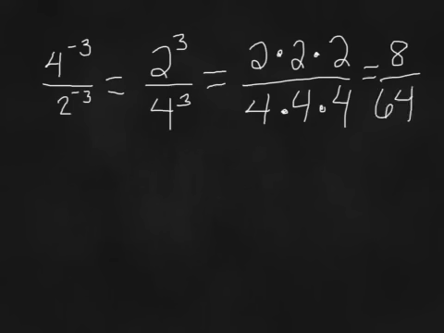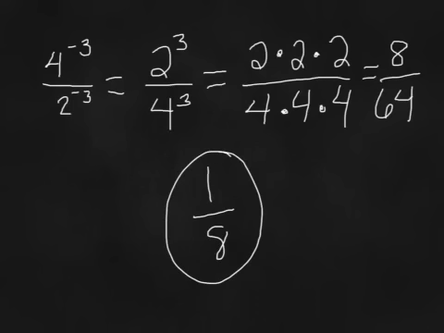Now I need to check my fraction and see if I can simplify. 8 over 64. And guess what? I can. 8 is actually my greatest common factor for 8 and 64. So 8 goes into 8 one time, and 8 goes into 64 8 times. My answer to this is 1/8.